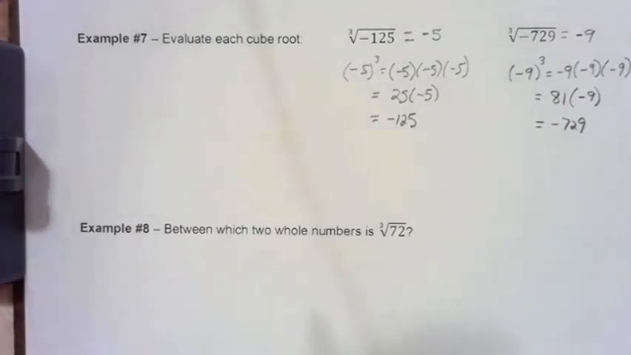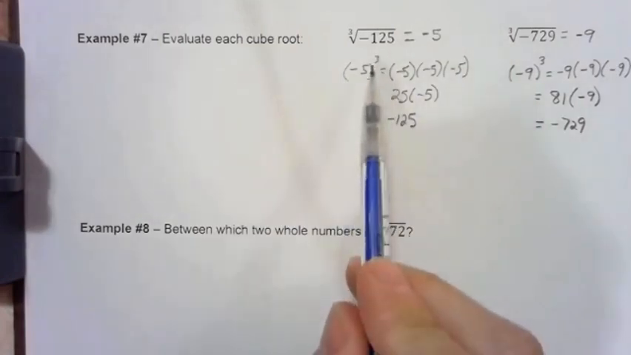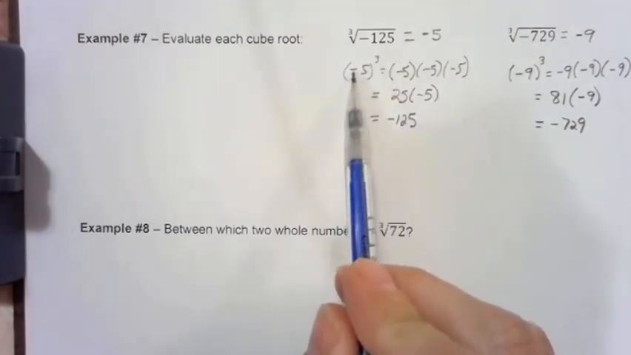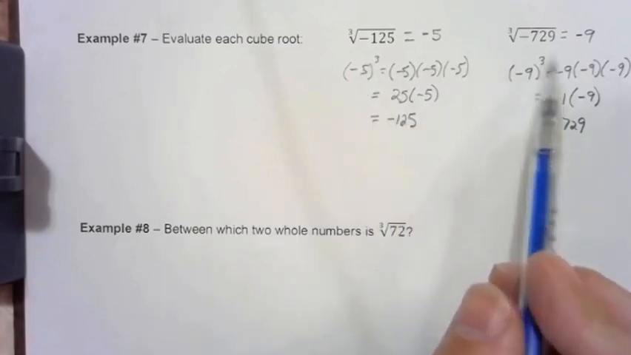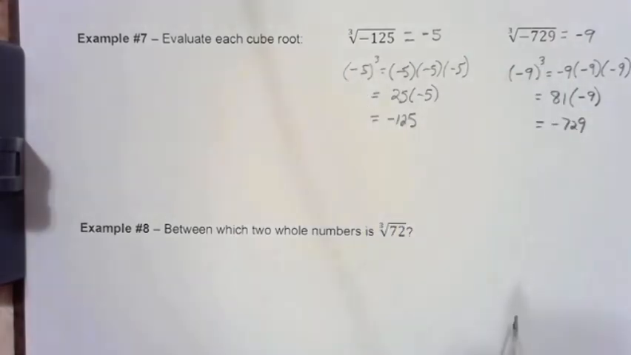If you remember from an earlier lesson, any negative number raised to an odd exponent will give you a negative number. So I knew that my answers to these had to be negative.